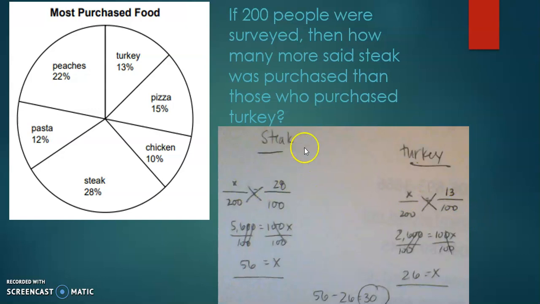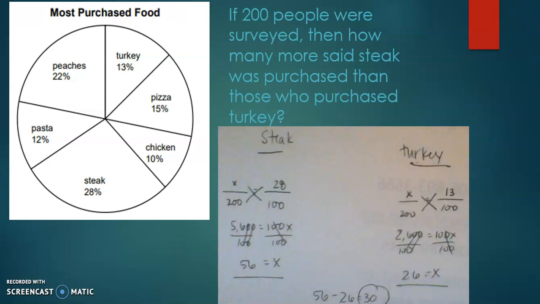Notice our x is also in the same place. We don't know the part that is steak and the part that is turkey. The only difference between these two proportions is the percentage. So steak was 28%, we found that from the graph. Turkey was 13%, we also found that from the graph. All that's left to do was to cross multiply these two. x times 100 is 100x. 28 times 200 is 5,600. And 13 times 200 is 2,600.